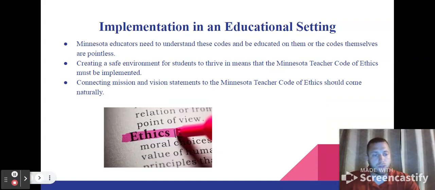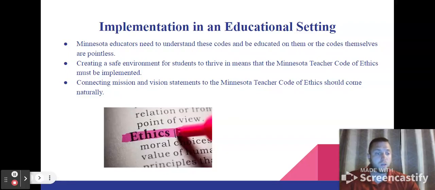After comparing those two, I was to choose one, and I chose the Minnesota Code of Ethics to implement in an educational setting. So I chose the Minnesota Teacher Code of Ethics, and three things stood out to me. Minnesota educators need to understand the codes. You can't implement something unless the people that are supposed to implement it understand it. Otherwise, it becomes pointless.